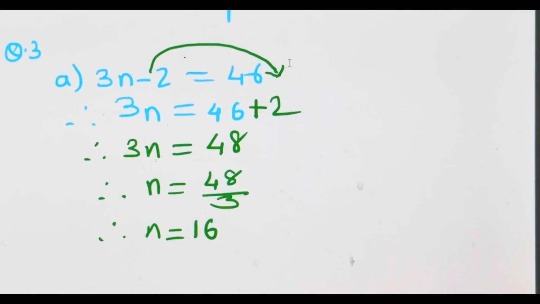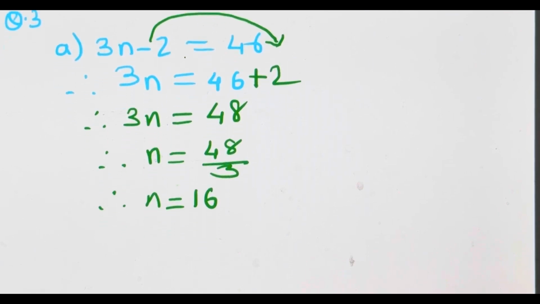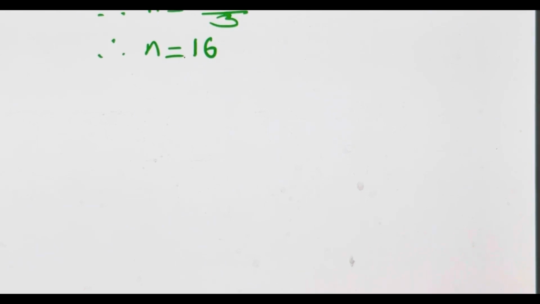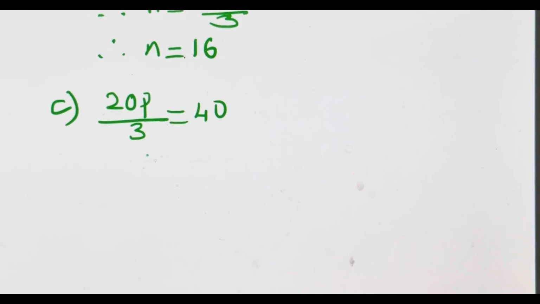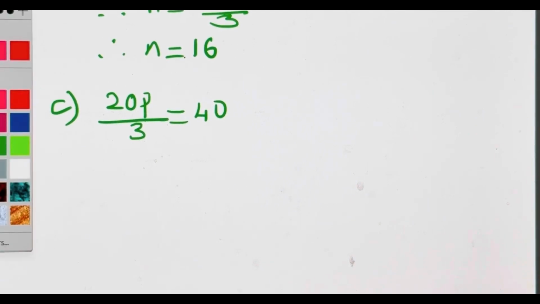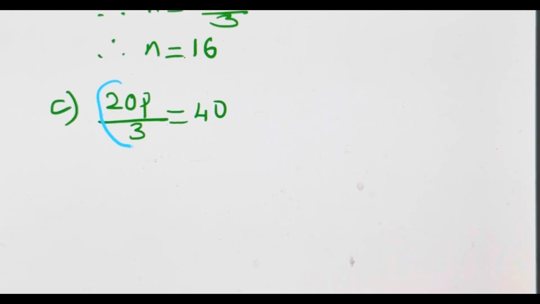We'll take one different type of sum from the same question. This is question number C. 20p upon 3 is equal to 40. This is the question given. Now, here the fractional part is on the left hand side. So we need to separate it from p and we have to take it on the other side. So you should remember the rule of reciprocal here. 20 upon 3. This is a fractional form, okay? So what is the reciprocal of 20 upon 3? The reciprocal is 3 upon 20.